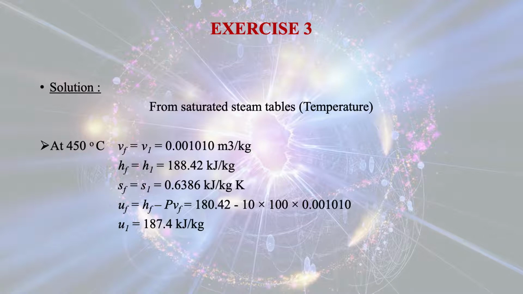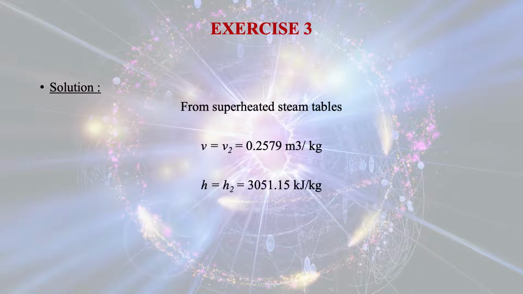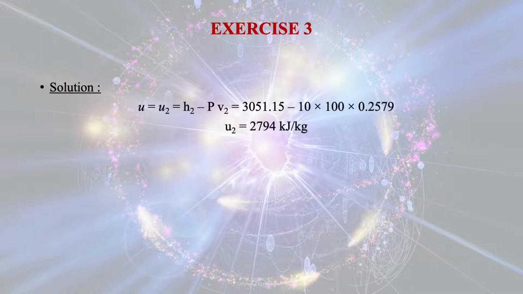So Uf we have got 187.4 kilojoule per kg. Now from the superheated table for the pressure 10 bar and temperature 300 degrees centigrade, V2 is given as 0.2579 meter cube per kg. H2 we have got 3051.15 kilojoule per kg. S2, that is the entropy at the final stage for 10 bar and 300 degrees centigrade, we have got 7.1228 kilojoule per kg K. Now U2 is H2 minus P V2. So P V2 and H2 are known, and we can calculate U2, that is the internal energy at state 2.